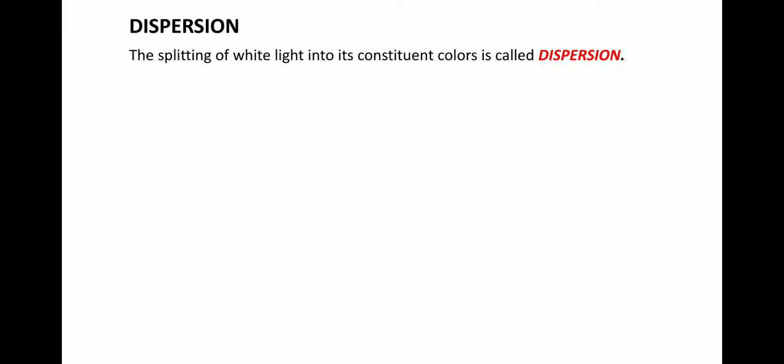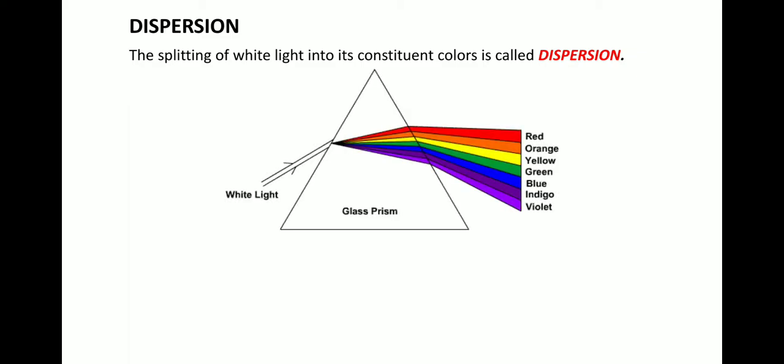Other than that, there are other frequencies of colors as well, but we are only able to see this much amount of light. So when the light is split up or separated into these different colors, that phenomenon is known as dispersion. So here, look at the image.